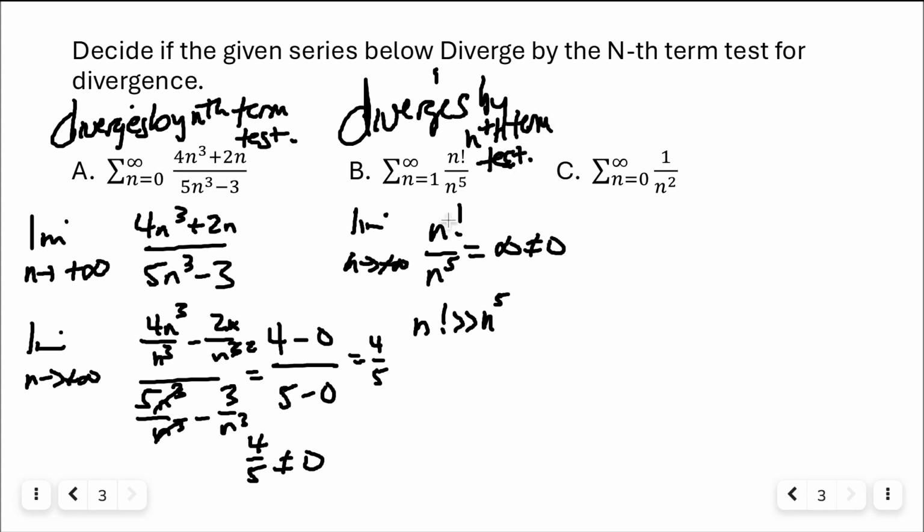This is a concept that you're going to need here, because you can't use L'Hopital's rule on this, since you don't know how to differentiate n factorial.